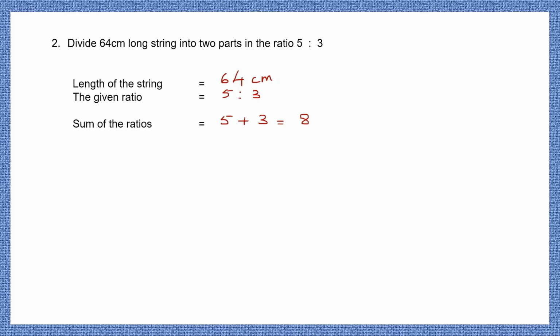Now we need to start working out. Okay, now we're going to see the two parts of the string, how much each part is. The ratio is, the first part is 5 and the second part is 3. 5 is to 3. Now we are going to find out how long it is. So we're going to take the ratio 5, which stands for the first part of the string. So 5 by the sum of the ratio, which is 8. 5 by 8. Multiply this into 64, which is the total length of the string. So 5 by 8 into 64.